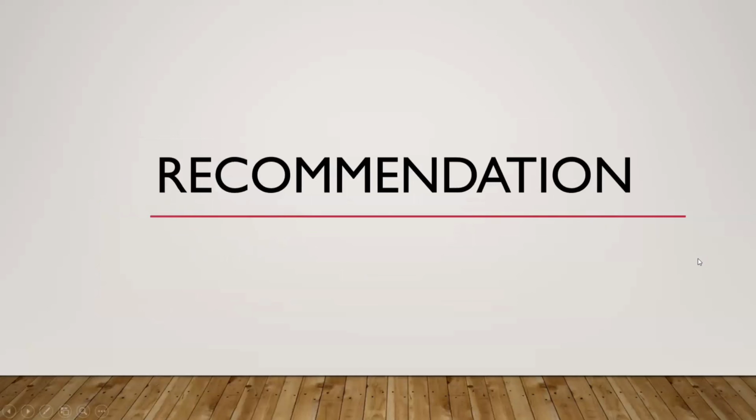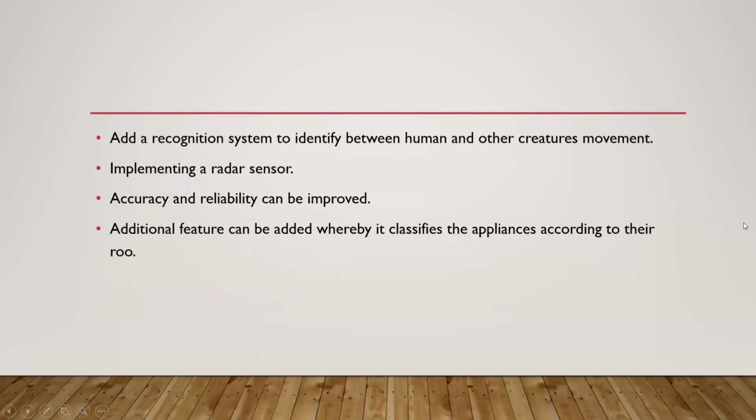Next, let's look at our recommendation. There are some recommendations which can be implemented in the future to improve the already pre-existing system developed. Firstly, to increase the reliability of the system, it is recommended to add a recognition system to identify between human and other creatures' movement so that the system will only react to the action of humans. This can be done by implementing a radar sensor with a specific system to eliminate the error due to non-human movement. Thus, its accuracy and reliability can be improved.